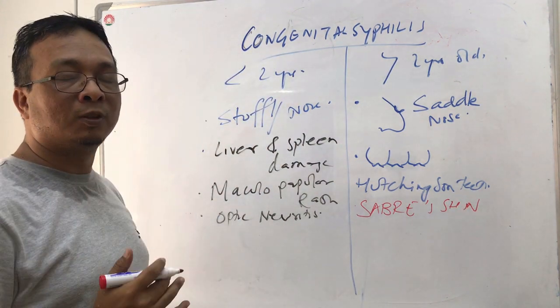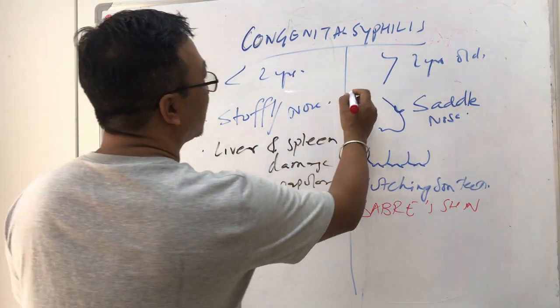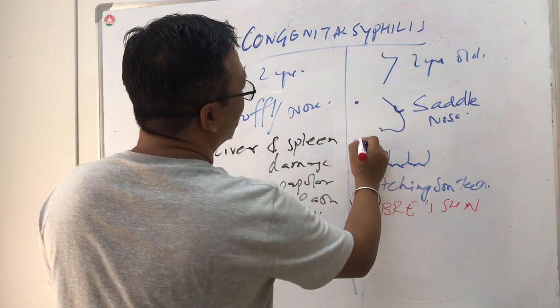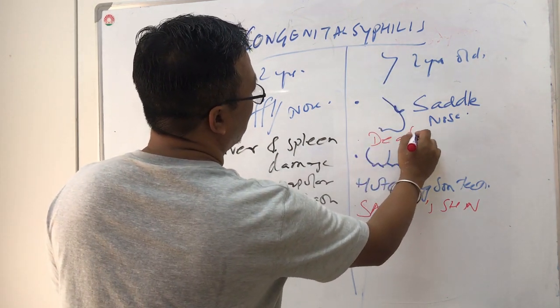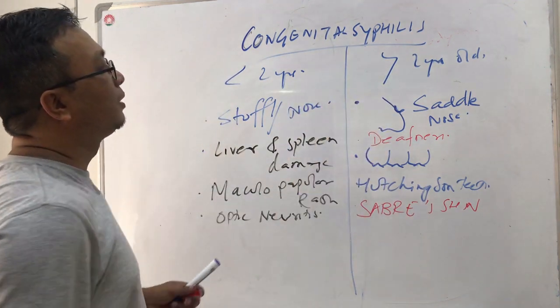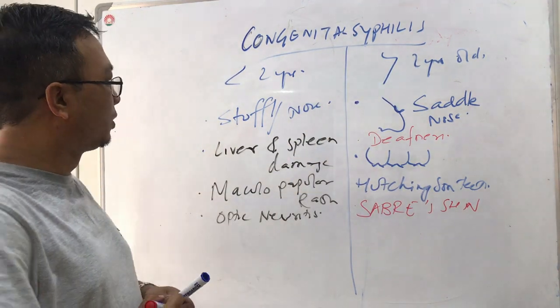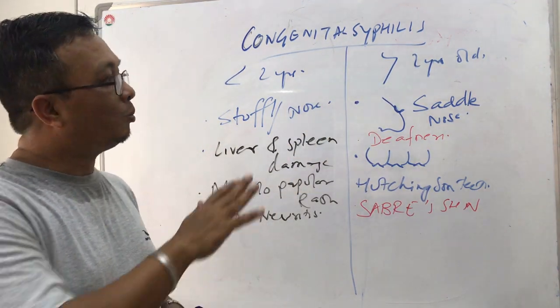Along with this there is progressive deafness, a loss of hearing. So these are the late features of congenital syphilis, which can be present in a child more than 2 years old.